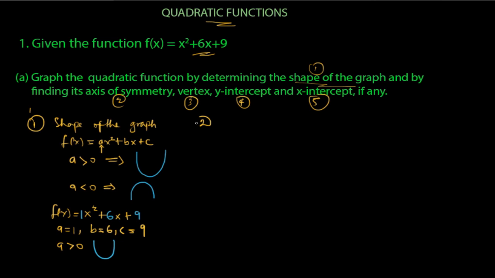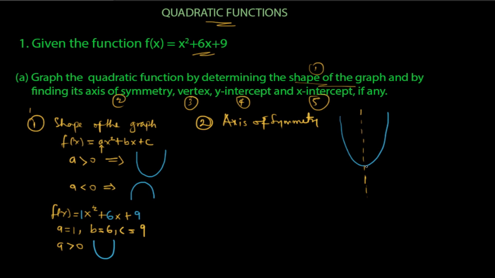That is 2, the axis of symmetry. So how then do I find the axis of symmetry? Let me explain what we mean by axis of symmetry here. Since we know the shape of the graph, let's say we have this to be the shape of a graph. The axis of symmetry is a line that divides the graph into 2 equal halves.